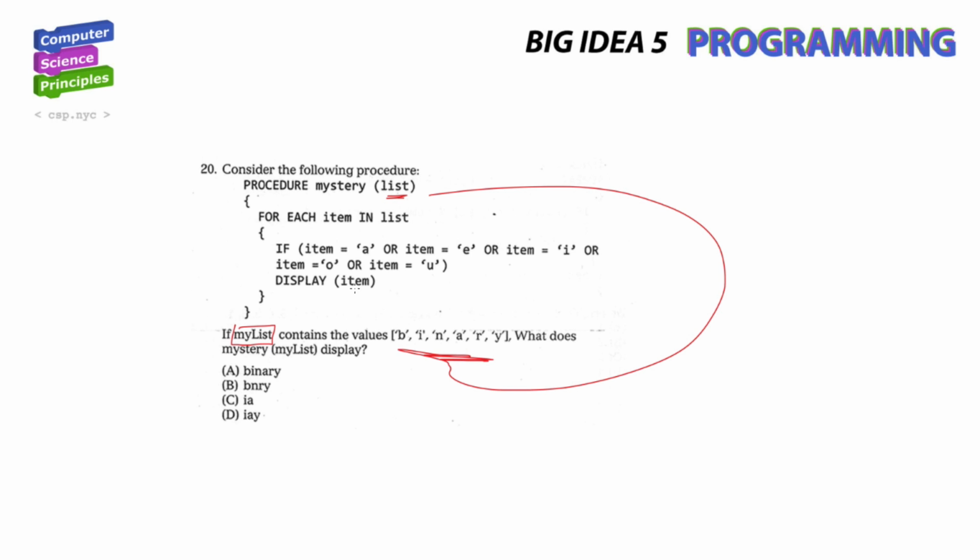So when the B goes inside this code, it checks if the item is any of these things, which it is not, so it doesn't get displayed. When I goes, it is, so it gets displayed. When N goes, it doesn't. When A goes, it is displayed. The R isn't, and the Y isn't, so it displays the I and the A. So C is our answer for number 20.